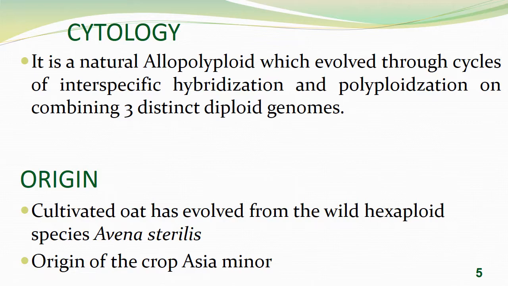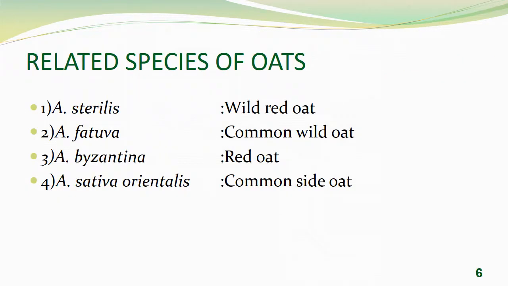Cytology of oats: it's a natural allopolyploid which evolved through cycles of interspecific hybridization and polyploidization, combining three distinct diploid genomes. Origin of oats: the cultivated oat has evolved from the wild hexaploid species Avena sterilis. It originated in Asia Minor. Related species of oats are Avena sterilis, a wild red oat; Avena fatua, common wild oat; Avena byzantina, red oat; and Avena sativa orientalis, that is common side oat.